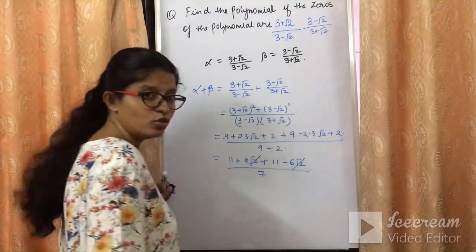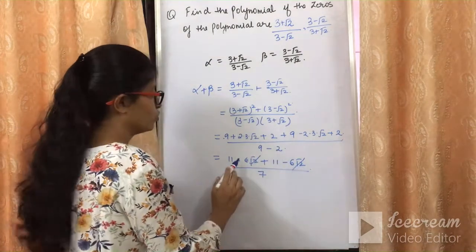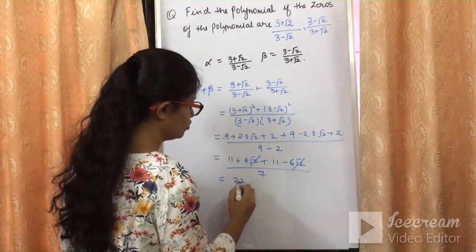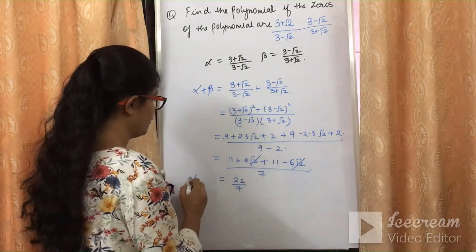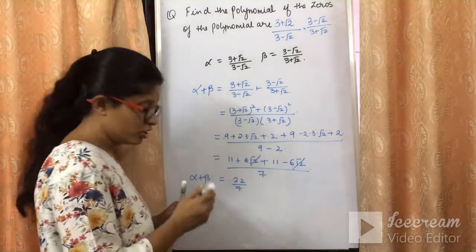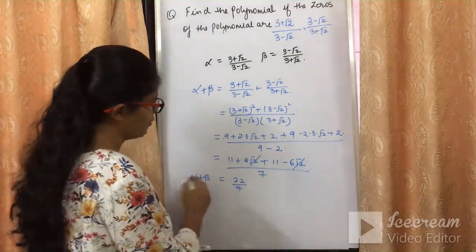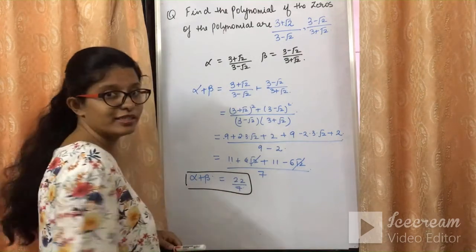Can I cancel out this? Plus 6 root 2 minus 6 root 2 cancel. 11 plus 11 will give me 22. 22 upon 7 is the answer for alpha plus beta. So what is the sum of the zeros? Sum of the zeros is 22 upon 7.